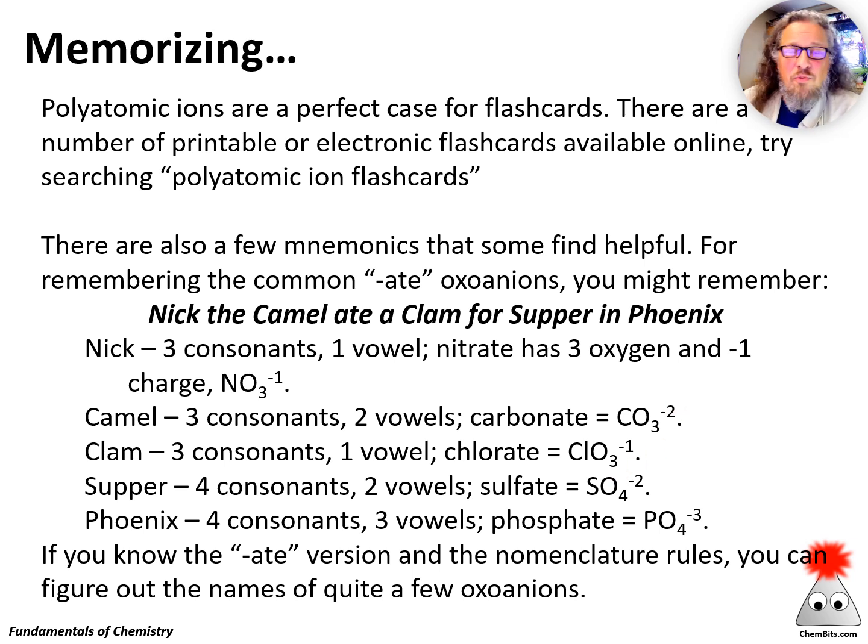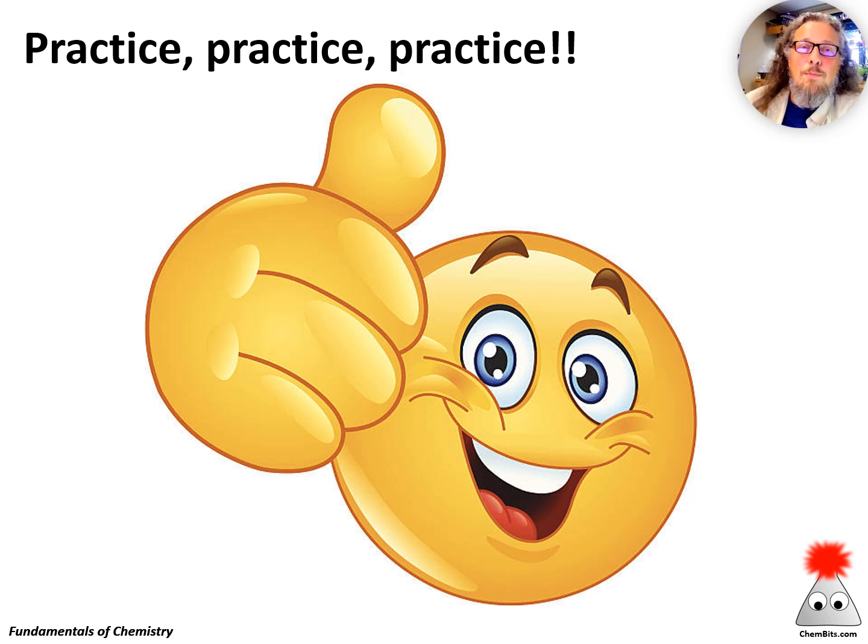Once we know that ate version, again, we can use that systematic nomenclature to figure out what the ite version is, the hypoite, the perate, and help ourselves out there. So one of the big things with polyatomic ions, as with all ions, as with all ionic compounds, is we need to practice. We need to look at a lot of these. So find opportunities to practice wherever you can.